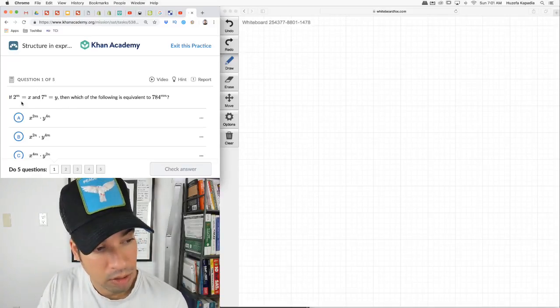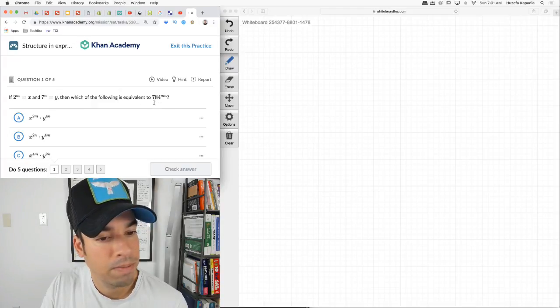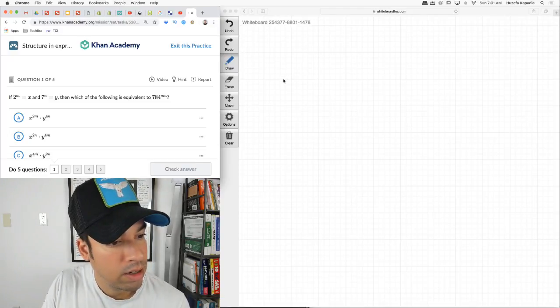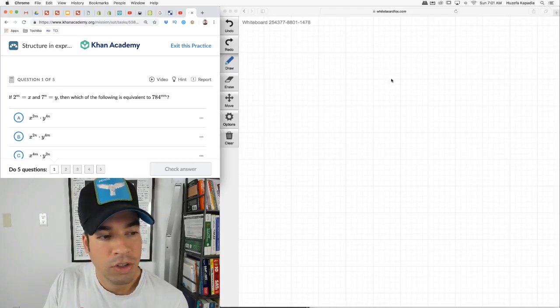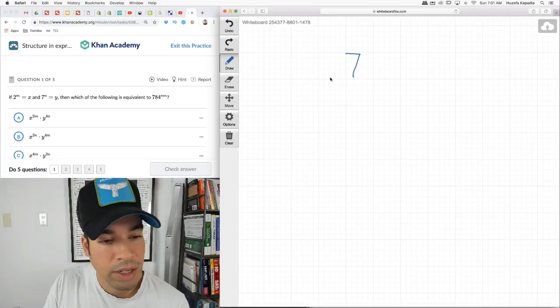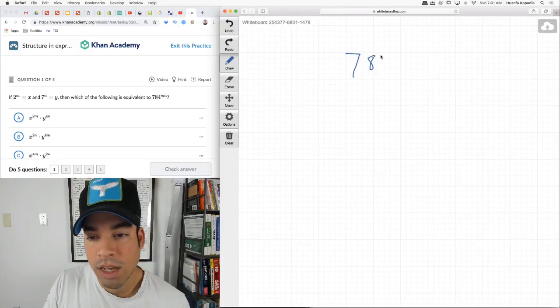Here we go. 2m equals x, 7n equals y. Which of the following is equal to 784mn? Okay, so let's see here. I'm going to do a little prime factorization because I've got to break this down. I'm sure this is some product of a number of 2's and a number of 7's, but I don't know exactly how that works. So this is how I'm going to work it.